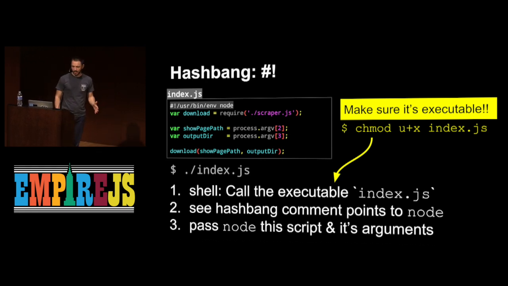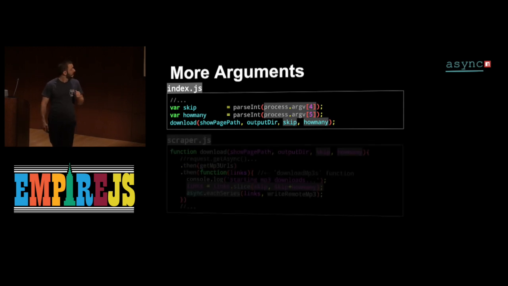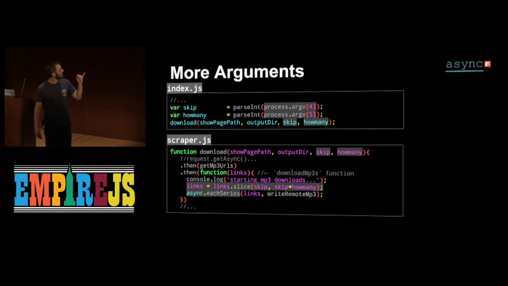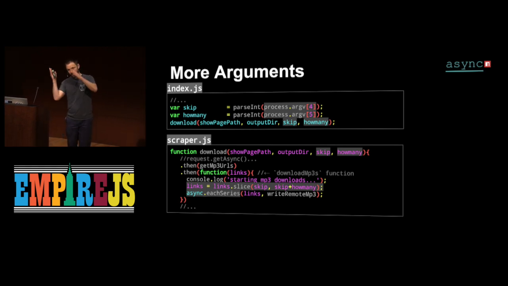It'd be a lot better if we could pick how many to download and where in the list to start. So we're going to add a couple more arguments here. For lack of a better name, skip and how many. And we are going to alter our download method here, so when it gets the list of all the MP3 links, it slices it down to how many we actually want to download.